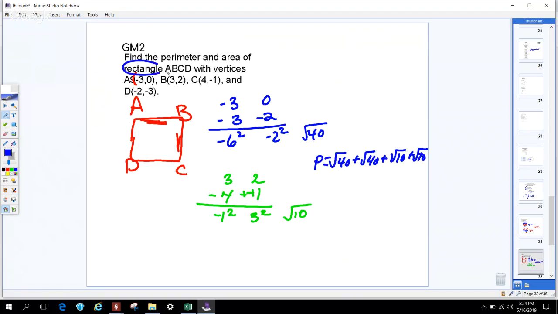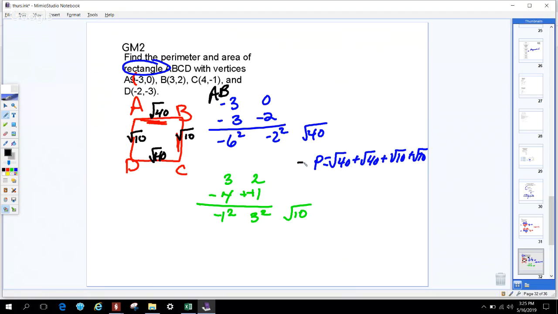Nope, because it told us it was a rectangle, so we only had to do 2. On the performance final, you had to do all 4 because it told you it was a quadrilateral. So this right here was AB. And because it's a rectangle, I know that this has to be the square root of 40 and this has to be the square root of 40 because opposite sides of a rectangle are the same.